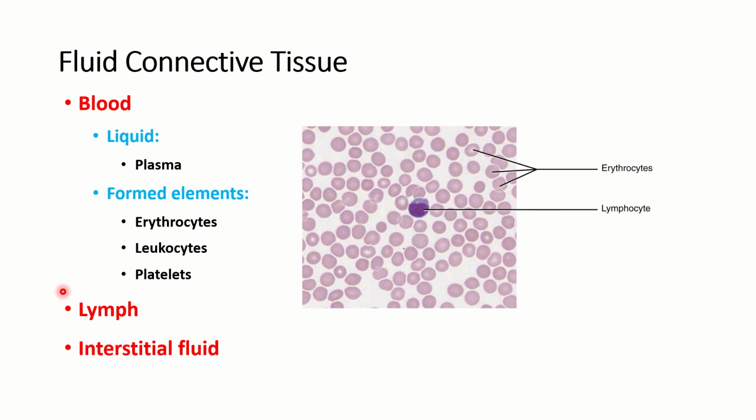And the second type of fluid connective tissue is lymph, so that's in the lymphatic system. And the third one is interstitial fluid, which is the fluid between the cells.